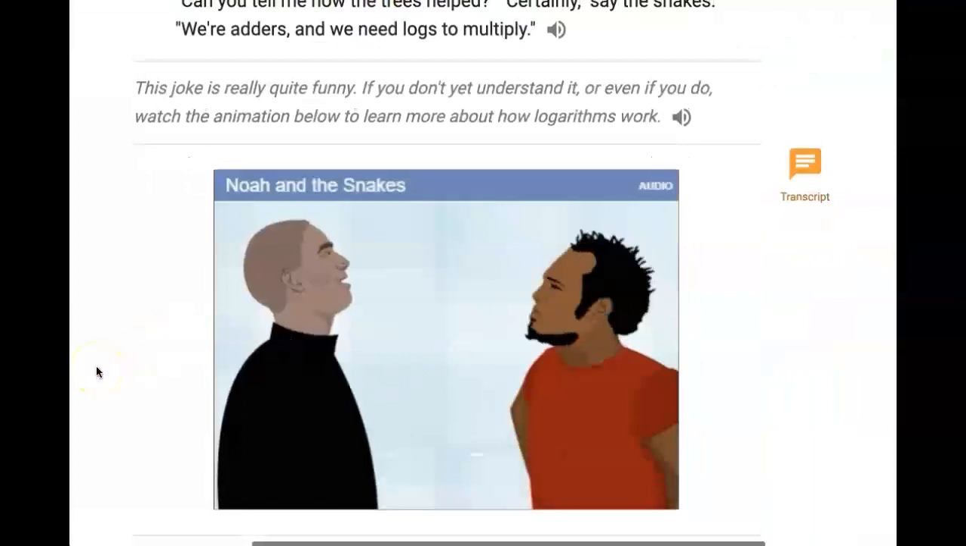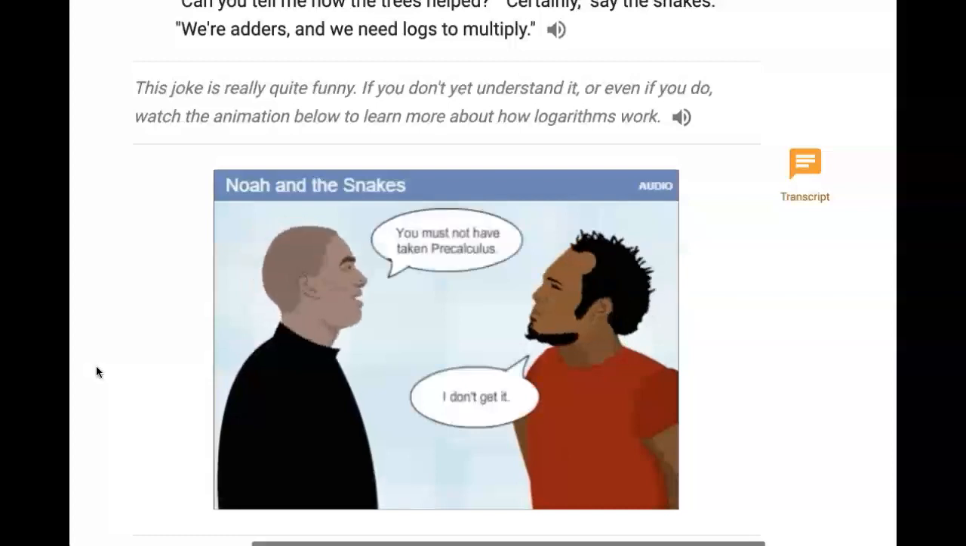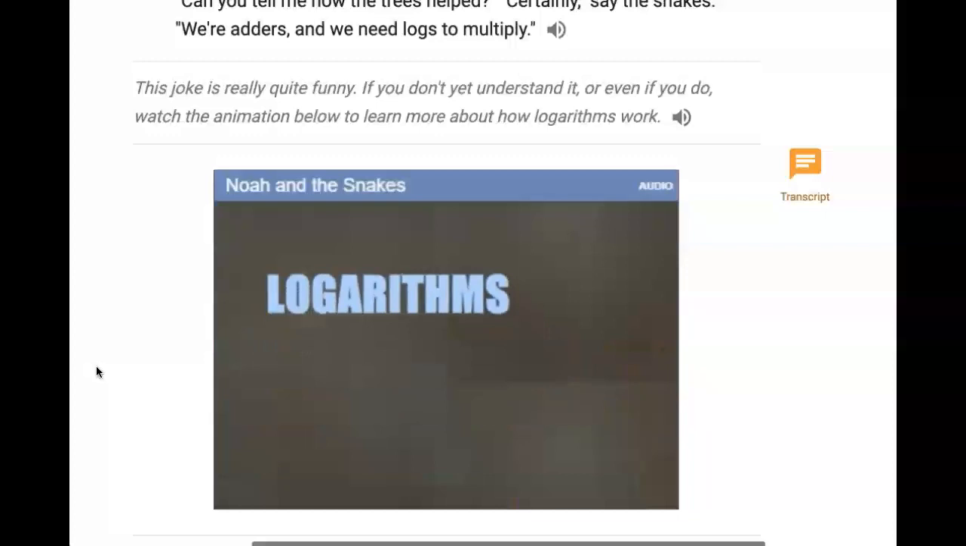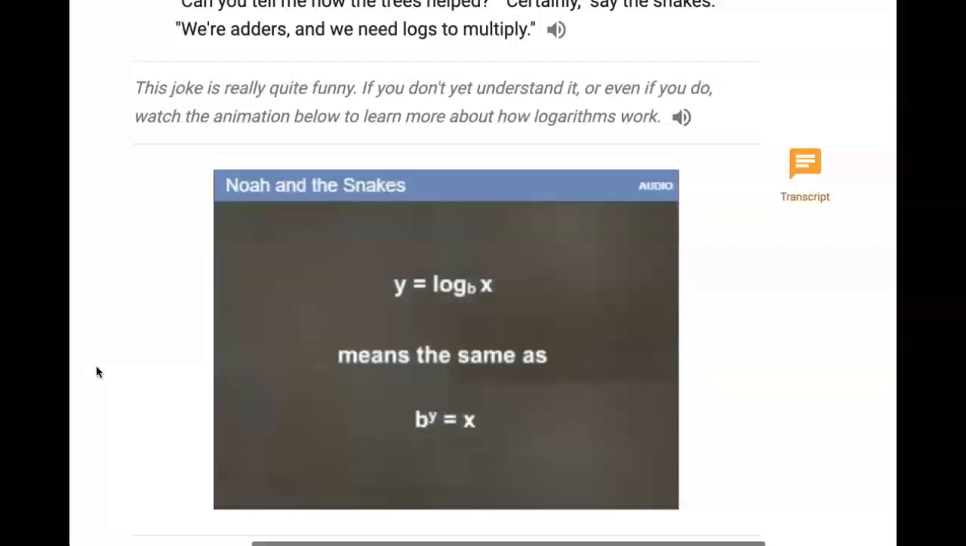The joke involving Noah and the snakes is about logs, which is short for logarithms. In the end, you may not think the joke is funny, but you will be able to explain why it is supposed to be funny. What is a logarithm? A logarithm is just an exponent. This is worth repeating. A logarithm is an exponent. When you write y equals log base b of x, you are saying that y is the exponent to which you must raise b in order to get to x. Let's look at some examples.